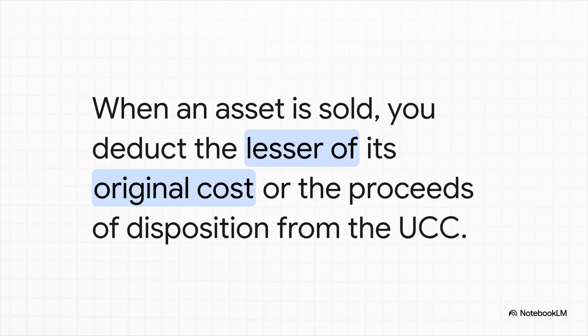When you sell an asset, the amount you have to subtract from your UCC balance is the lesser of 2 numbers: what you sold it for or what you originally paid for it. Why? Well, this rule is there to cap the deduction. Even if an asset has appreciated and you sell it for a huge profit, the reduction to your UCC can't be more than its original cost. We'll see exactly why that cap is so important in just a moment.